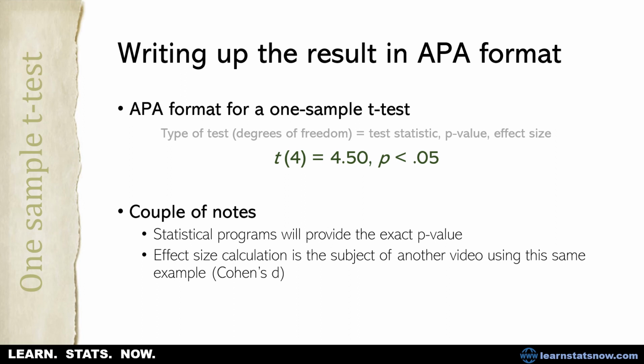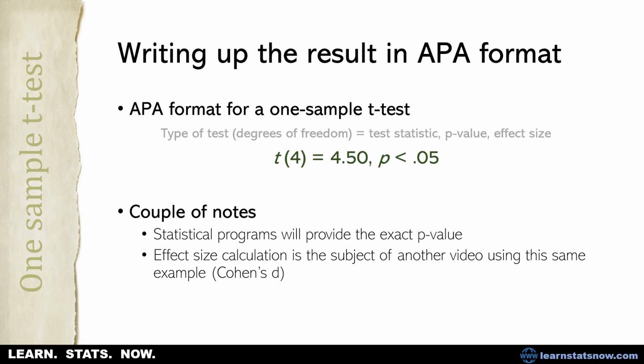And the effect size calculation, which isn't included here, that's going to be the subject of another video using the same example, and we're going to be looking at Cohen's d. There are a variety of different types of effect sizes that we'll be discussing in statistics. Cohen's d is often used with t-tests, but we'll deal with that later. It would have added just too much time to this video to do it here, but I'll make a separate video for that.